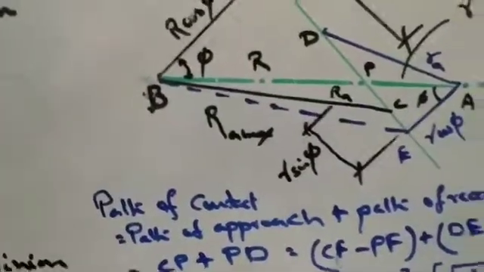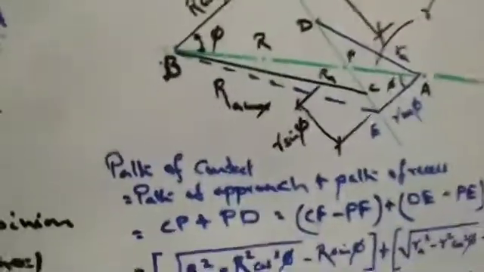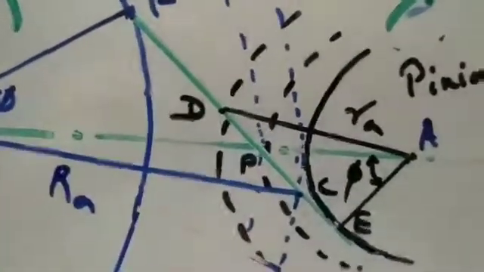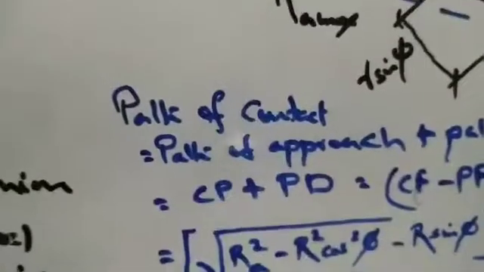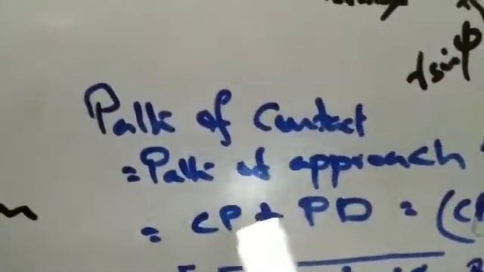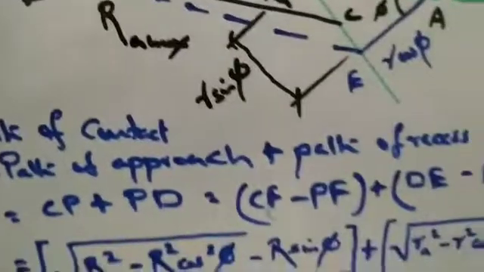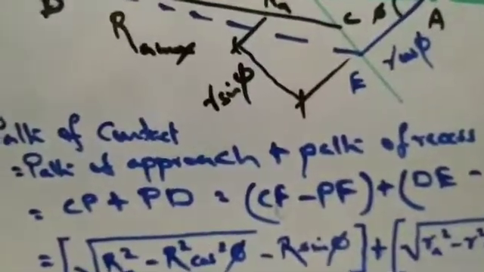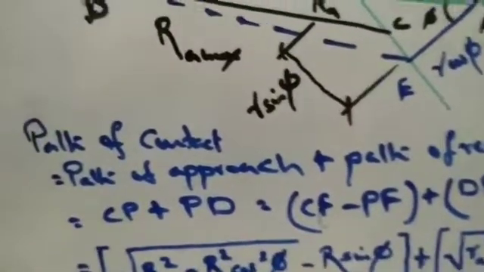Now we can see that the path of contact is normally divided into the path of approach and the path of recess. The path of approach is C to P and the path of recess is D to P. So we write the path of approach as CP and the path of recess as PD. Now we can break CP into CF minus PF.